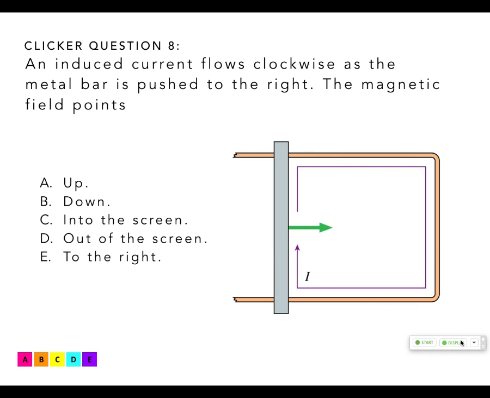But the answer is into the screen, okay? So as this thing moves this way, what's happening to your flux? It's decreasing, because even though the magnetic field is constant, what's changing? Area. And so we know it's decreasing, so that means this induced current is giving you a magnetic field in the same direction as the original magnetic field, and if you use right-hand rule, that magnetic field is into the page.